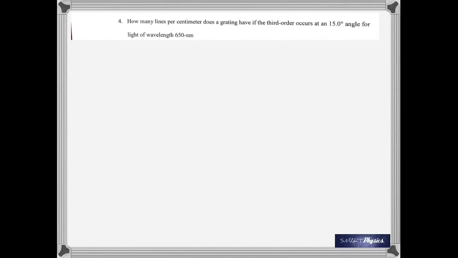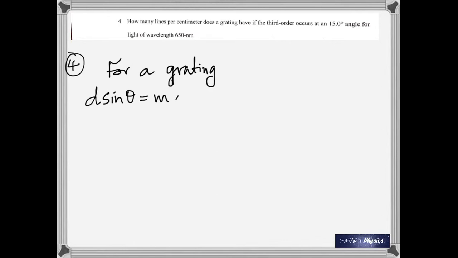we go back to the same thing as for a double slit. So it's only for a single slit that it's reversed. So here we're talking about a grating. You have to remember the formula for a grating. d sine theta is equal to m lambda, the condition for brightness.